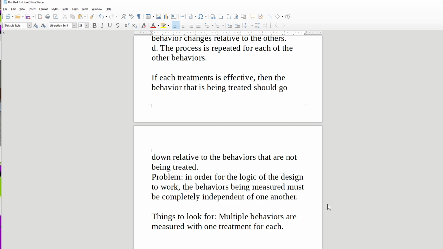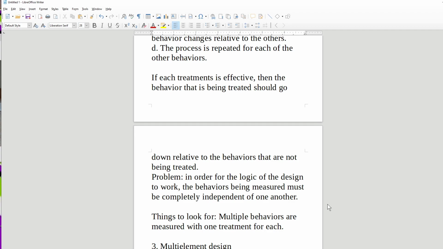Again, if you had any questions about that, you should email me at ecooper@iastate.edu. Let's talk about the third design you need to know, and this is the multi-element design. This is the third single subject experimental design that you need to know.